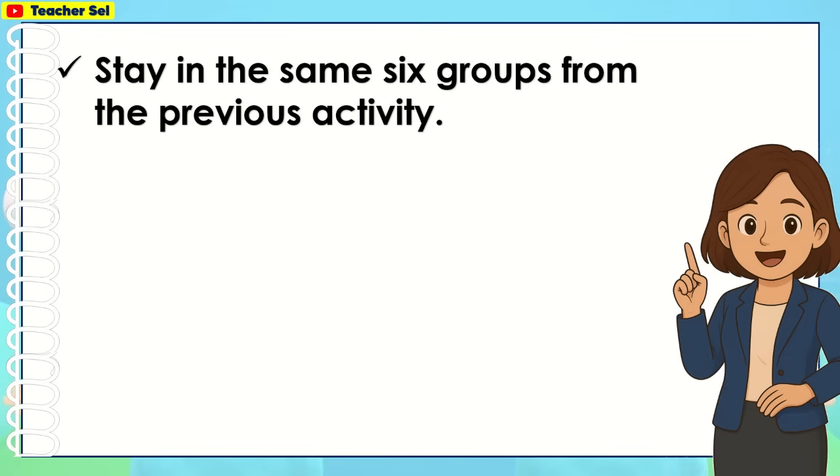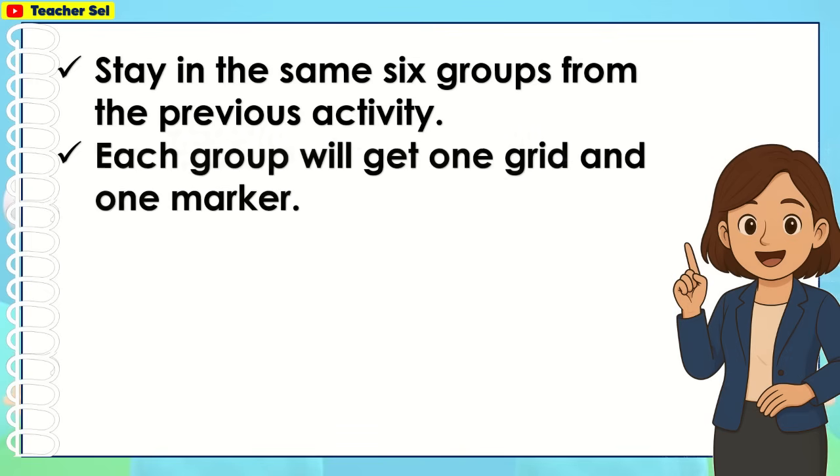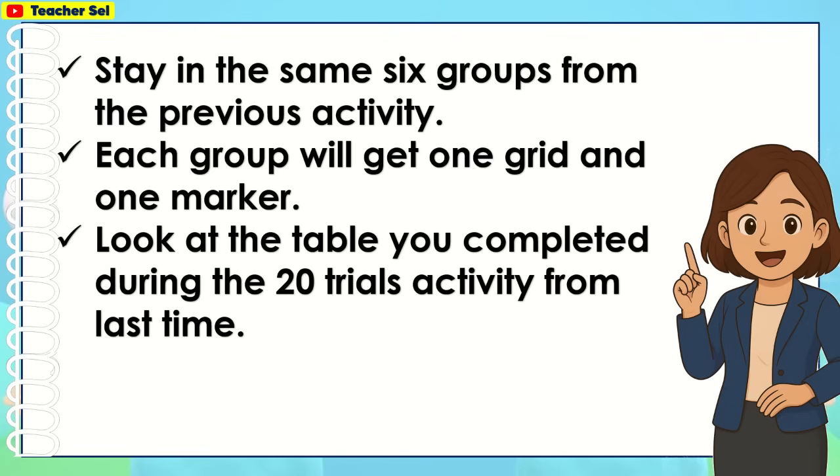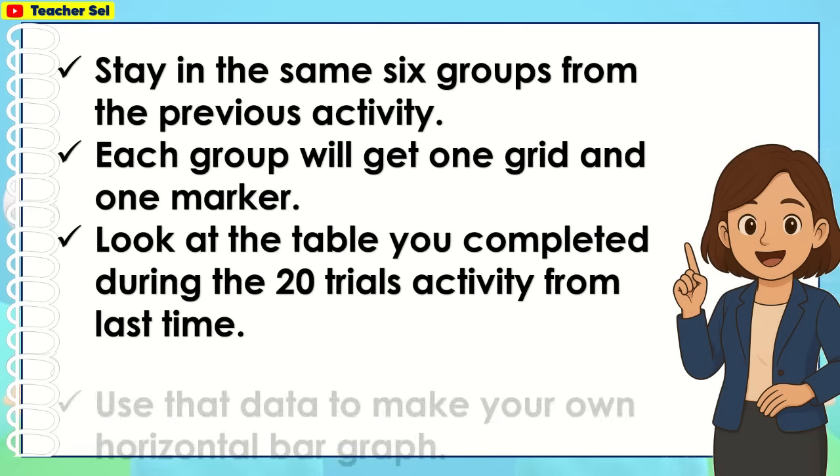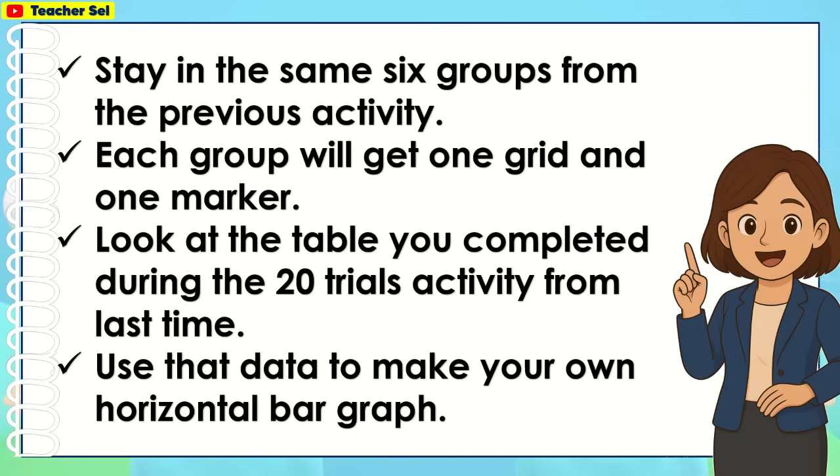Stay in the same 6 groups from the previous activity. Each group will get 1 grid and 1 marker. Look at the table you completed during the 20 trials activity from last time. Use that data to make your own horizontal bar graph.